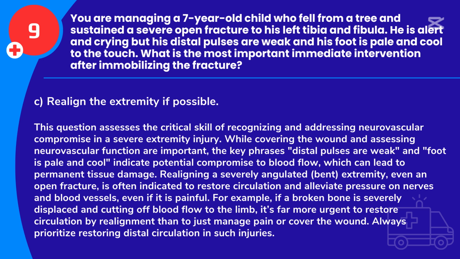Realigning a severely angulated, bent extremity, even an open fracture, is often indicated to restore circulation and alleviate pressure on nerves and blood vessels, even if it is painful. For example, if a broken bone is severely displaced and cutting off blood flow to the limb, it's far more urgent to restore circulation by realignment than to just manage pain or cover the wound. Always prioritize restoring distal circulation in such injuries.